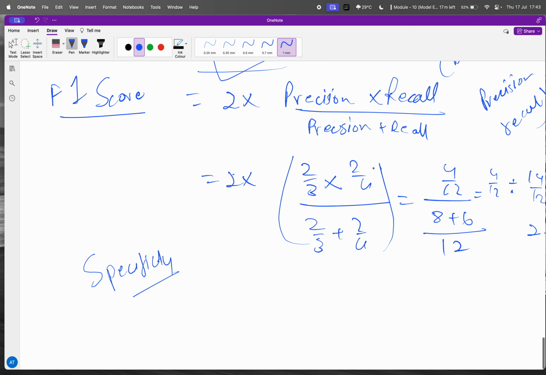If you still didn't get it, if I teach precision and recall again it will take too much time, so let's proceed further. You go to the YouTube video and check it again, right? Specificity is nothing but the true negative rate. Okay, what was the true positive rate? Anybody?